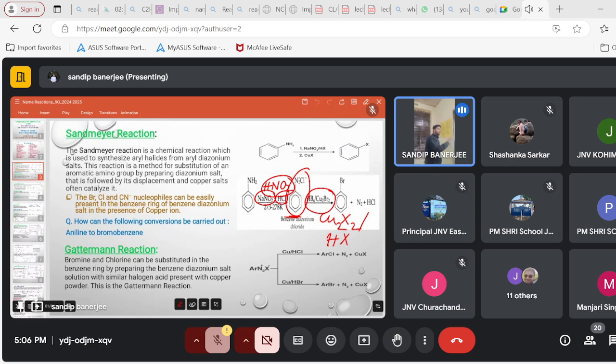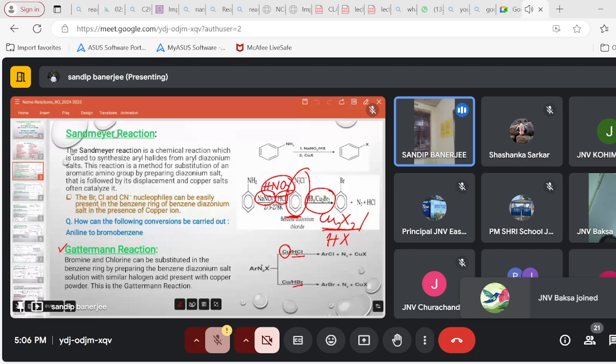The next reaction is the modified Sandmeyer, also called the Gattermann reaction. Here, instead of CuX, you will use copper powder, and the remaining part will be the same, that is HCl, HBr. That means the starting material, as usual, and the intermediate you used in the last reaction, that is your diazonium salt, and this diazonium salt under these conditions produces this product.